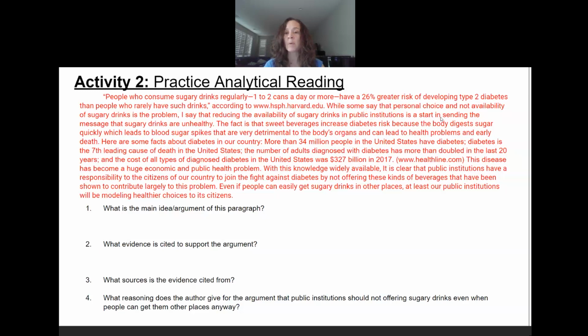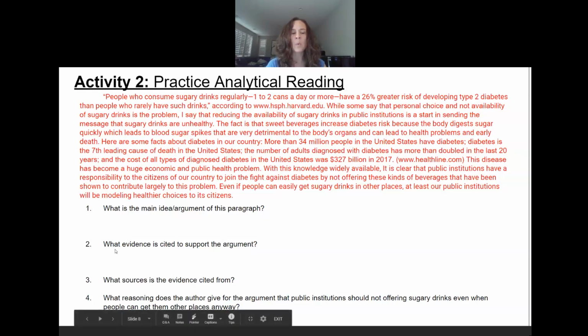While some say that personal choice and not availability of sugary drinks is the problem, I say, so here we go. I say, that's a clue, right? I am saying what I think. Okay? So right there in that sentence is going to be the main idea or argument of this paragraph.